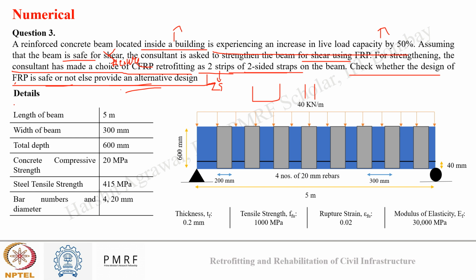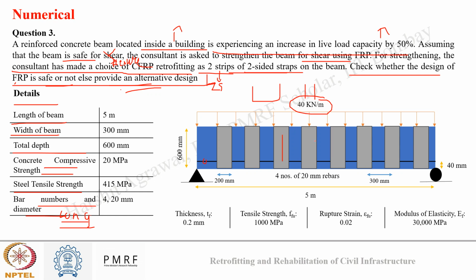So these are the details given in the question. We know the length of the beam, width of the beam, total depth of the beam, concrete compressive strength, steel tensile strength, and the number of longitudinal bars and their diameter. This is the live load which is acting initially.